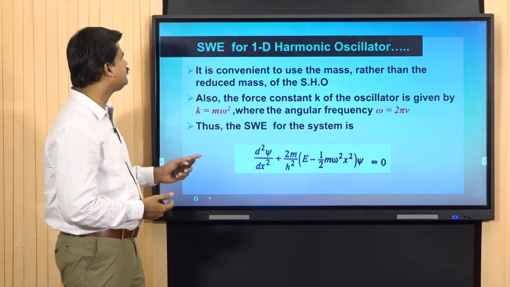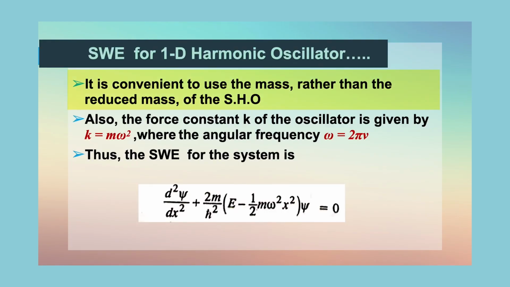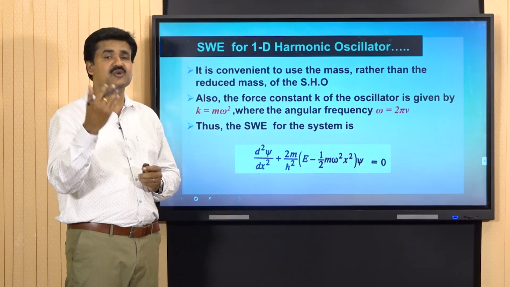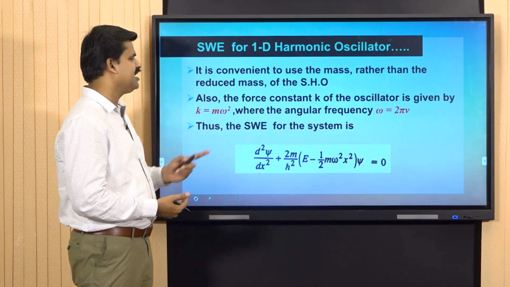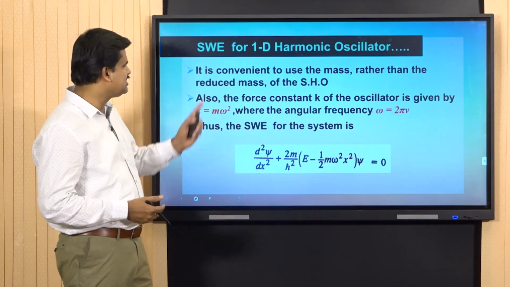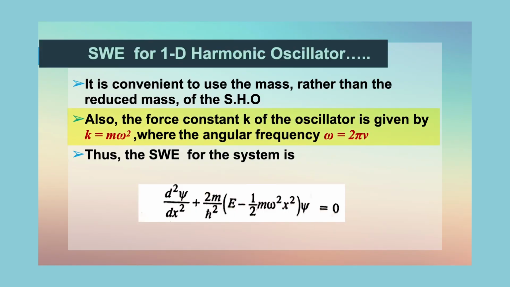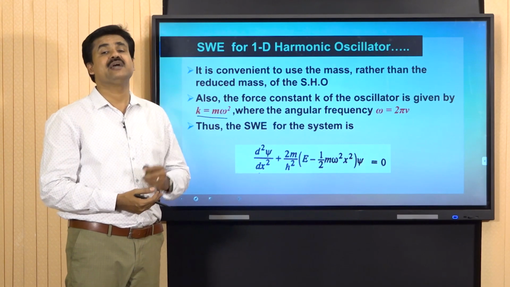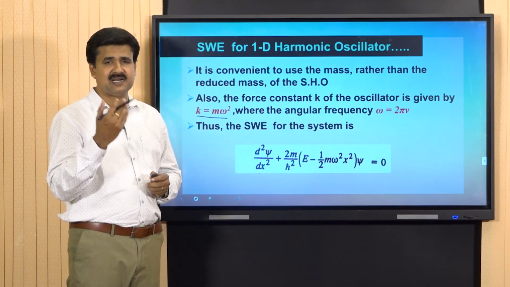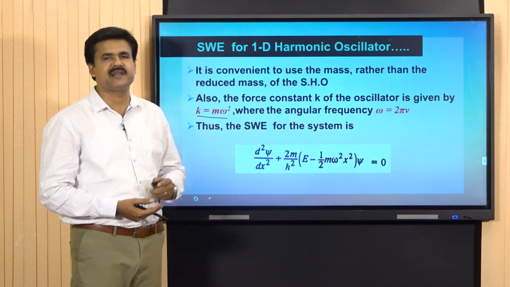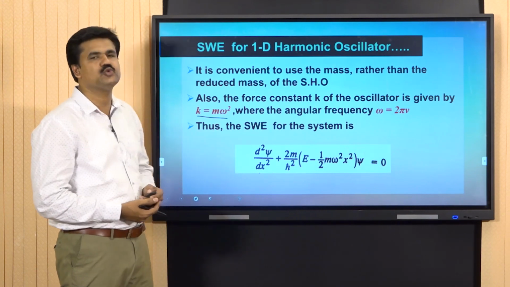Now, it is convenient to use the mass rather than the reduced mass of the SHO for reducing the complexity associated with solving the Schrodinger wave equation. We are still using m as the mass of the particle instead of mu, even though it is more correct. Also, the force constant k of the oscillator is given by k is equal to m omega square, where omega is a term that represents angular frequency. And angular frequency omega is related to vibrational frequency by the relation omega is equal to 2 pi nu.